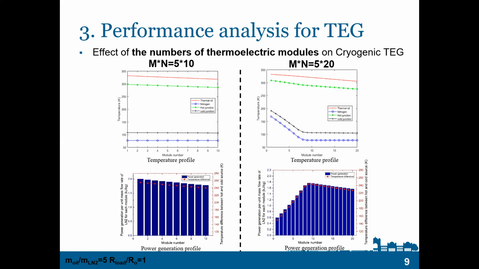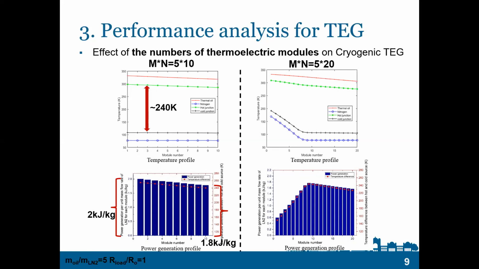cryogenic TEG heat exchanger. The left two figures show the case where we use 50 modules. We can see that only the latent heat part of the nitrogen is utilized for power generation when 50 modules are used. That makes the temperature difference between the cold junction and hot junction of every single thermoelectric module about 240 degrees C, and the power generation of every single thermoelectric module is in the range of 1.8 to 2 kW per kilogram.